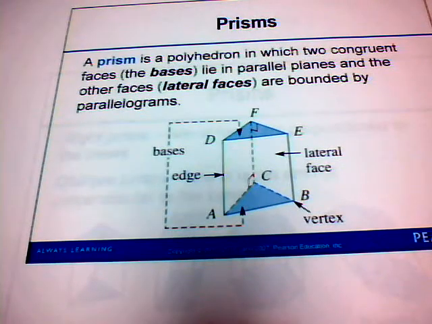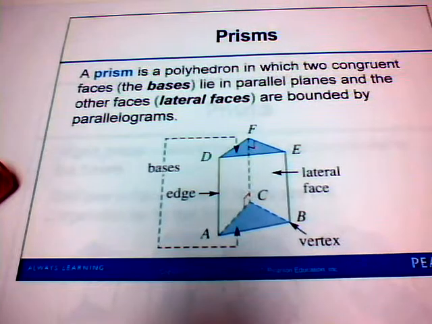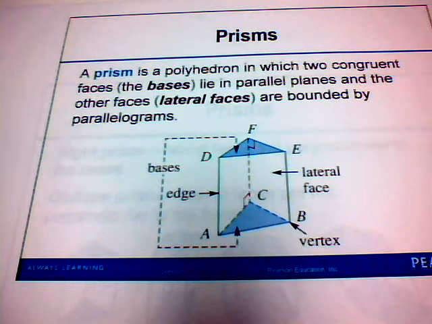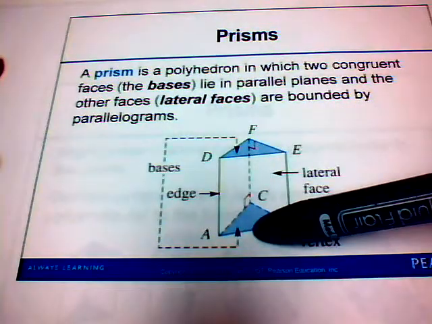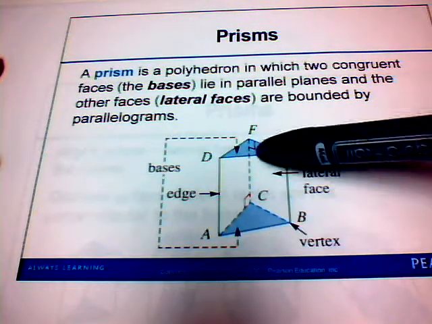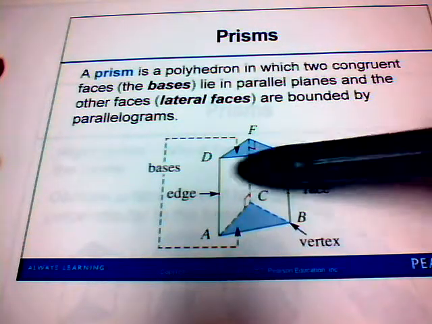Okay, we'll talk about what a prism is. A prism is a polyhedron in which two congruent faces, which are called the bases, lie in parallel planes, and the other faces, which are the lateral faces, are bounded by parallelograms. So in this case here, the bases are shaded in blue. Those are the top and the bottom. Then you have 3 lateral faces.